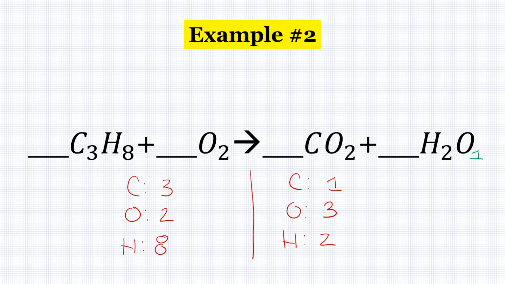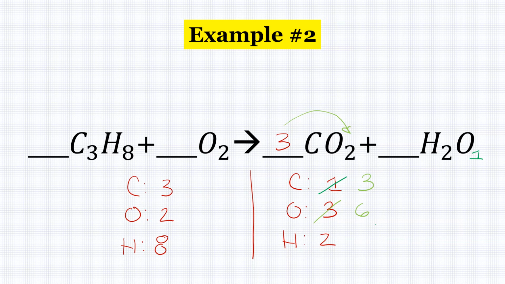So we do oxygen and hydrogen last. I'm going to start on the right side with the carbons. I need to put a 3 here. So now this becomes 3, 3. That 3 is also going to multiply with the 2 here in front of the oxygen. So now I have a total of 6 oxygens here.